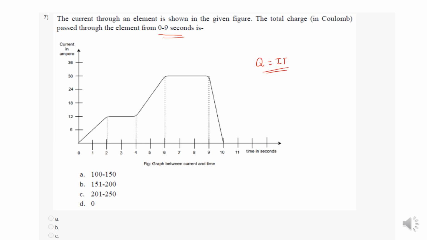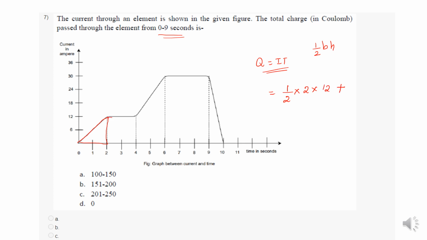First, time is given and current in ampere is given. First you have to take this triangle and find out its area. Area of the triangle is half into B into H. What is the base? Base is 2 here. What is the height here? 0 to 12, so the height is 12. The first one is over.